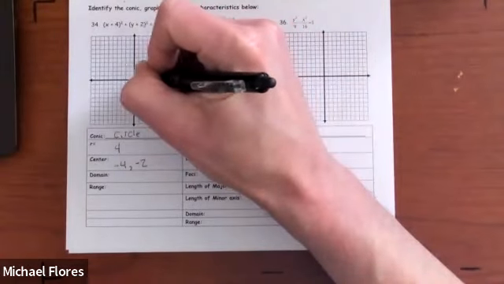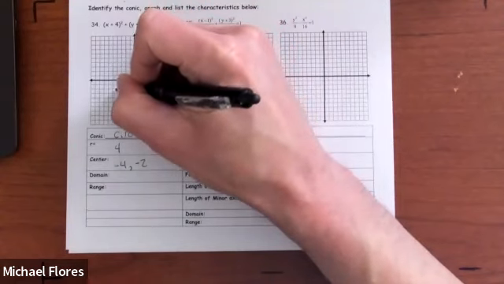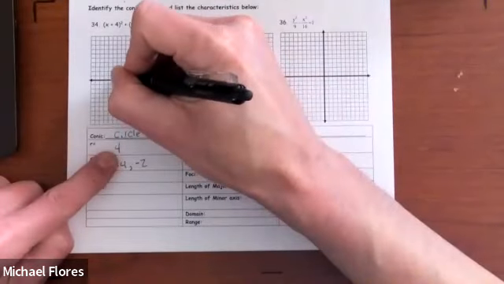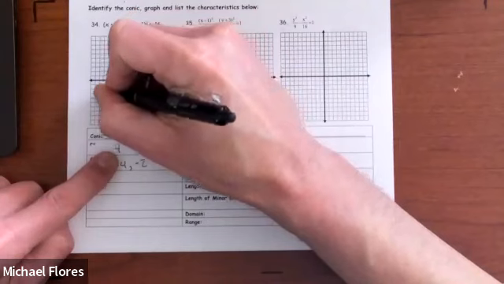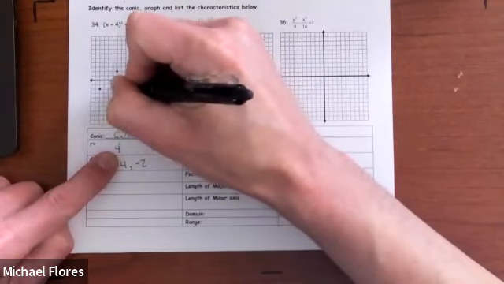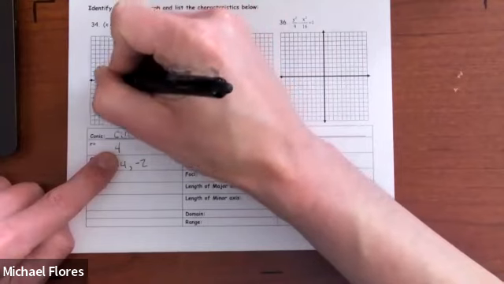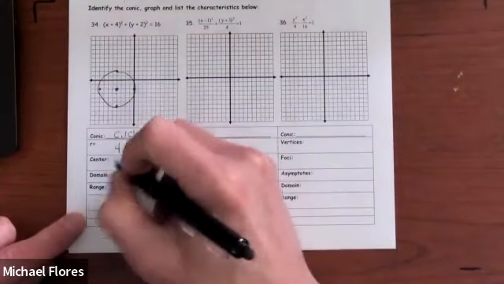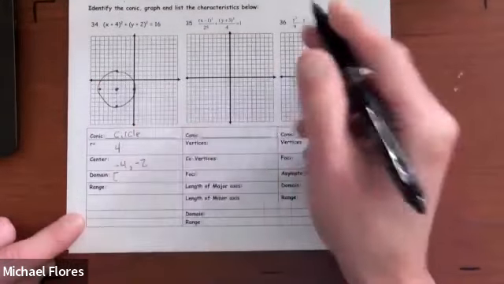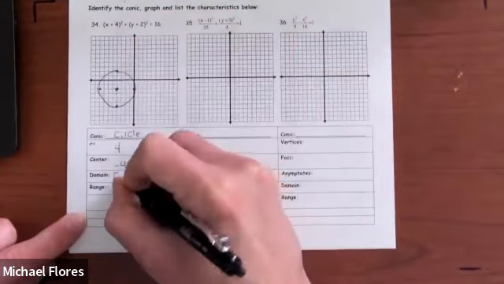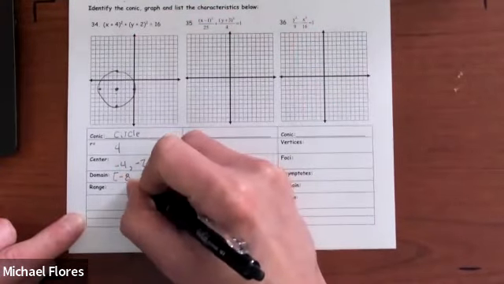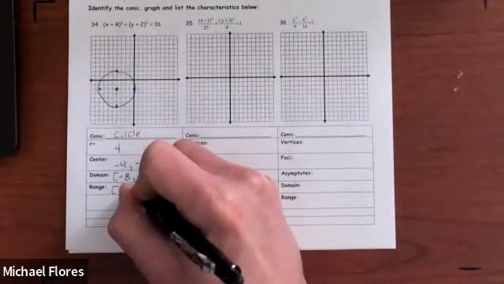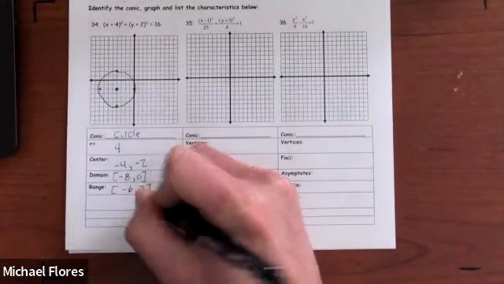So left 4, 1, 2, 3, 4, down 2. There's our center. From the center, we now want to plot our radius. So we'd go up 4, left 4, down 4, 1, 2, 3, and right 4. There's our circle. So our domain from left to right would be -8, comma, 0. Our range from bottom to top would be -6, comma, 2.